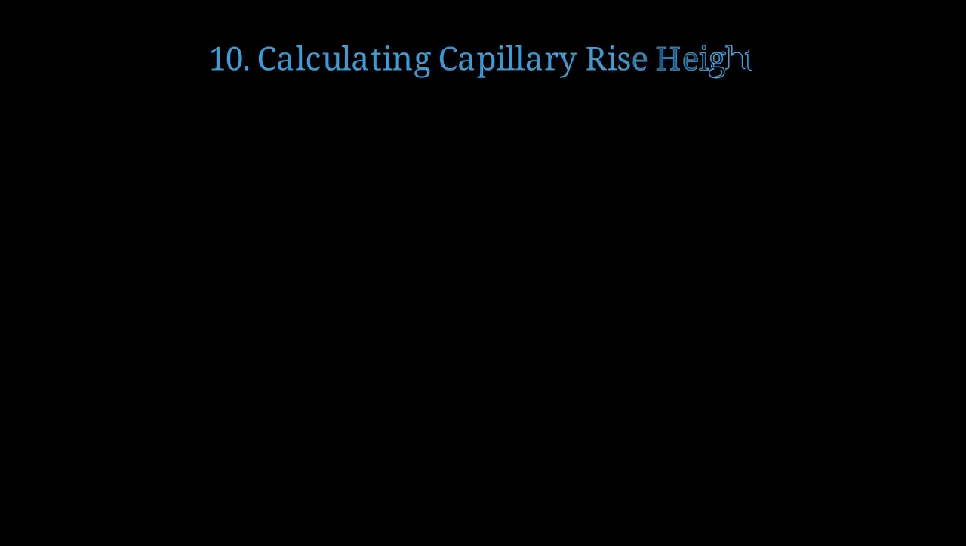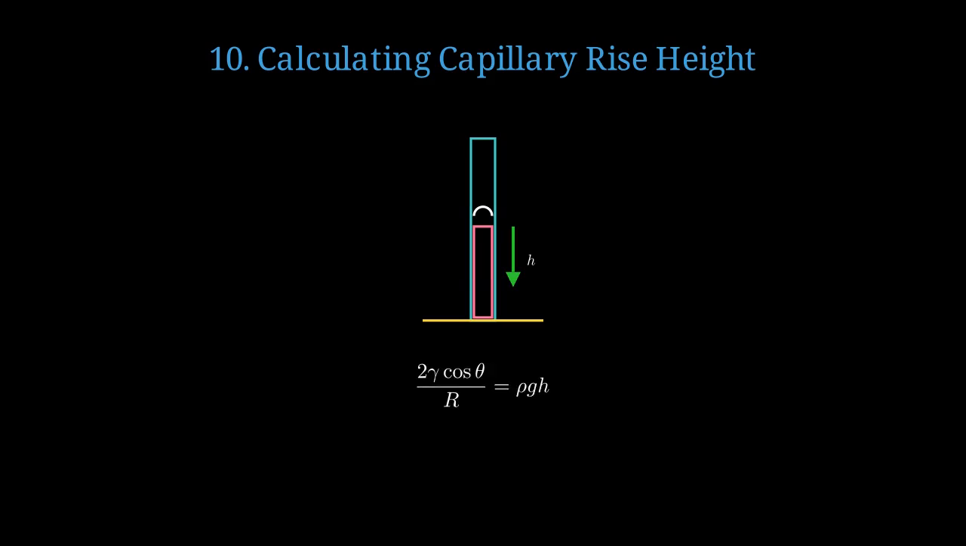Let's calculate how high water can rise in a capillary tube, a classic demonstration of surface tension power. In a narrow tube, water rises to height h, where capillary pressure balances gravitational pressure. Laplace pressure 2 gamma cosine theta over r equals density times g times h. Solving for h gives 2 gamma cosine theta over density times g times r.